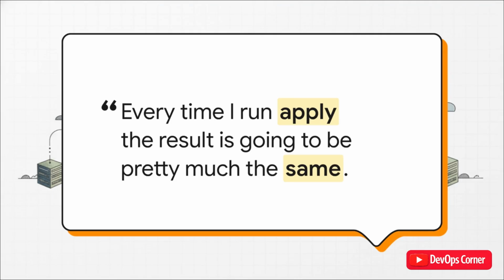Every time I run apply, the result is going to be pretty much the same. That's the core idea. Once you've written the code to define your infrastructure, you can run it over and over and over again, and you're going to get the exact same result every single time. You just can't get that level of consistency when you're clicking around in a console.